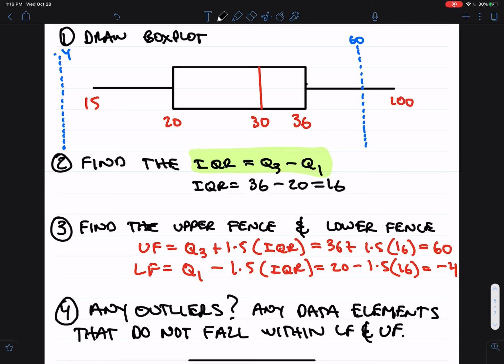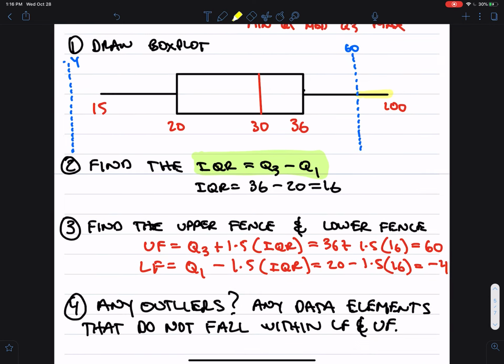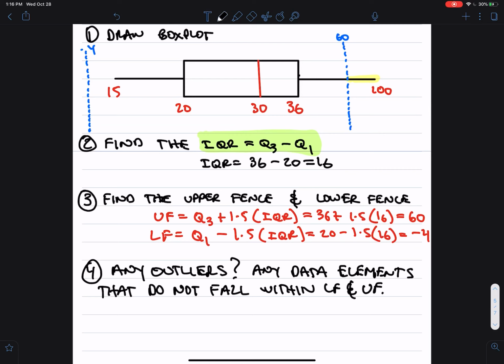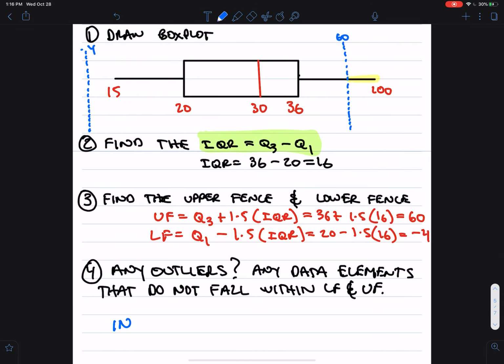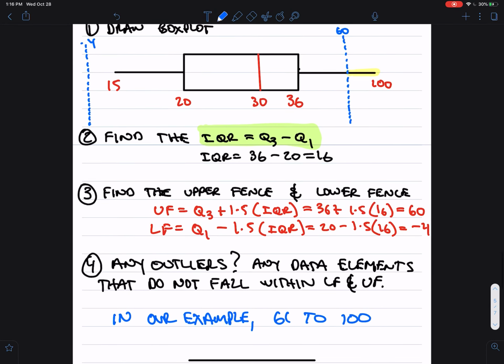So basically anything outside of this, any numbers outside, I'm going to highlight the numbers that are outside. These numbers are outside of the fence. So those will be your outliers. So in our example, if this is 60, it would start with the next unit. 61 to 100 contain outliers.